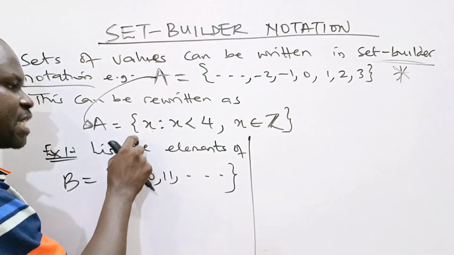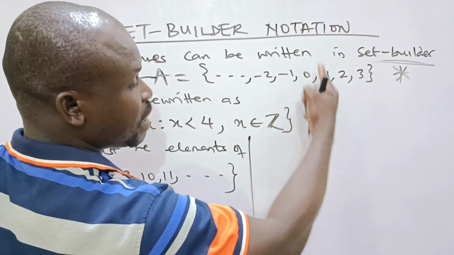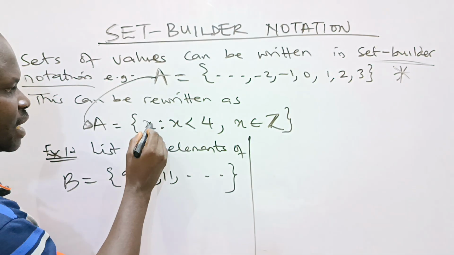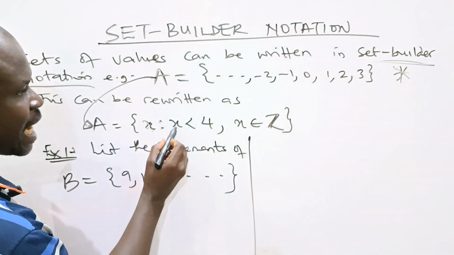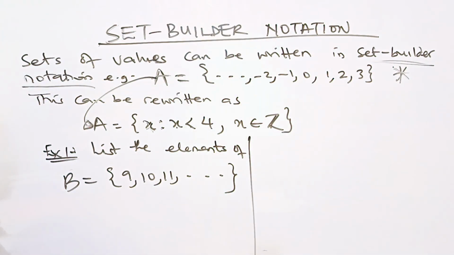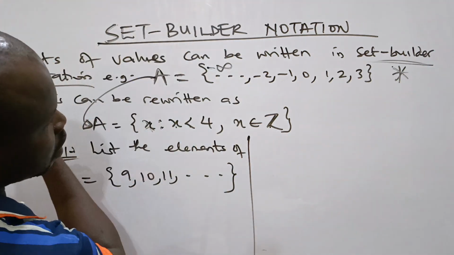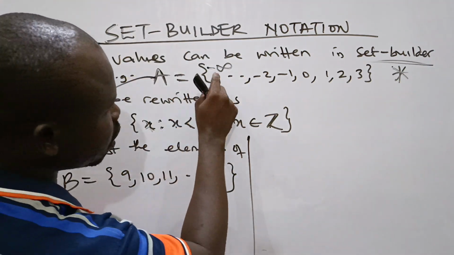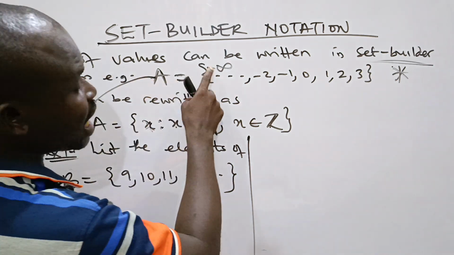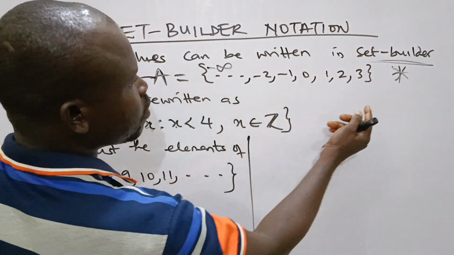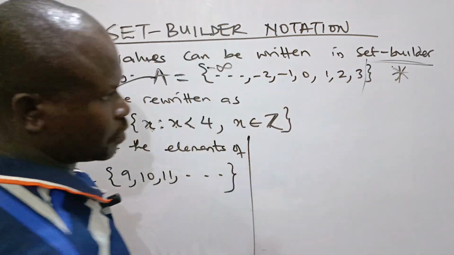Then how do we define X? X represents each of the members of this set. The colon simply means "such that", X is less than 4. Let's look at what we have on the board. This starts from minus infinity. It could be -1 billion, -1 million, -1,000, -100, and so on. It starts from minus infinity, but it stops at 3.